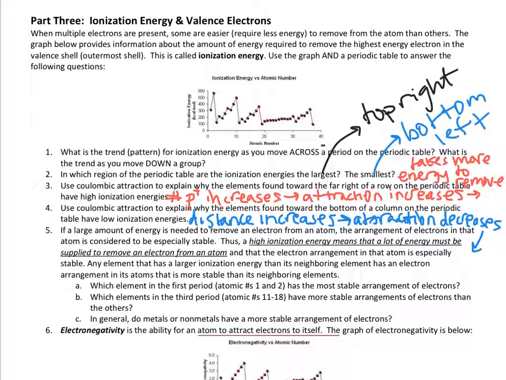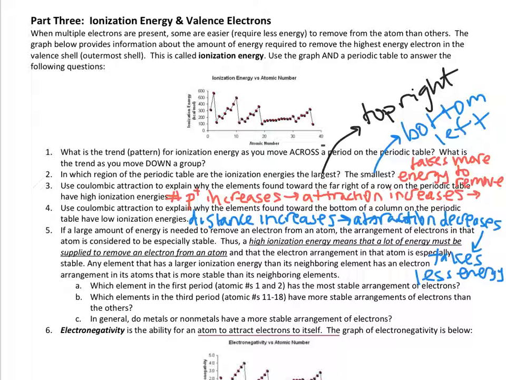And so, if you don't have much attraction, is it going to be hard to pull apart? No. It's going to require less energy to remove. So it takes less energy to remove an electron. So that's the idea about why the elements on that right-hand side are going to have a lot greater ionization energy than the ones on the left-hand side, because we're going to increase the attraction between protons and electrons, and that's going to require more energy to take apart an electron.